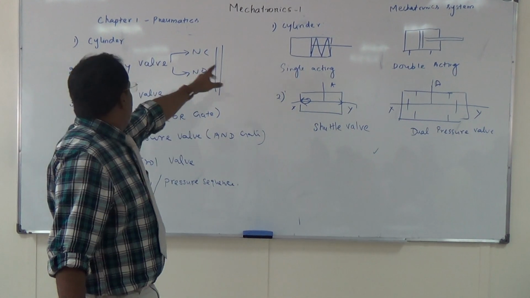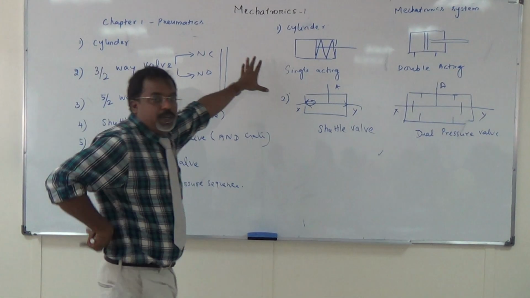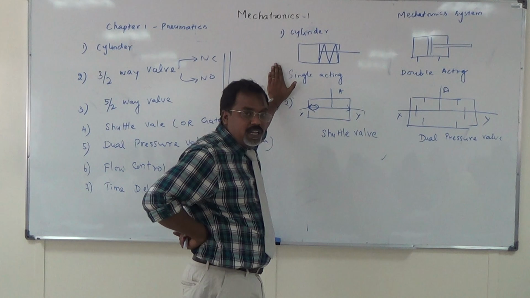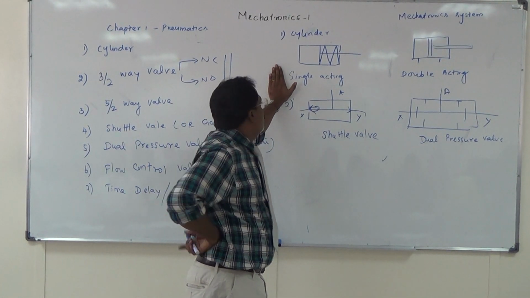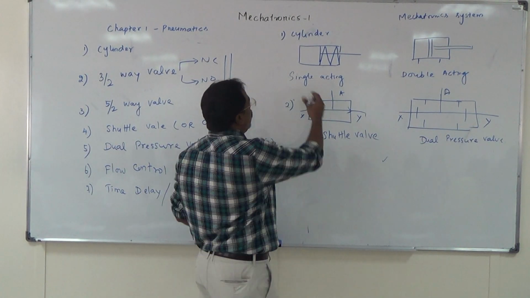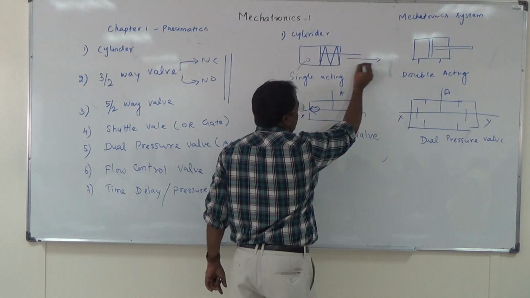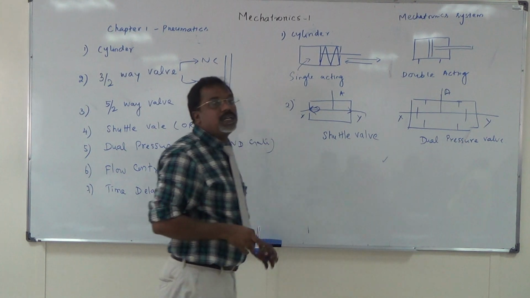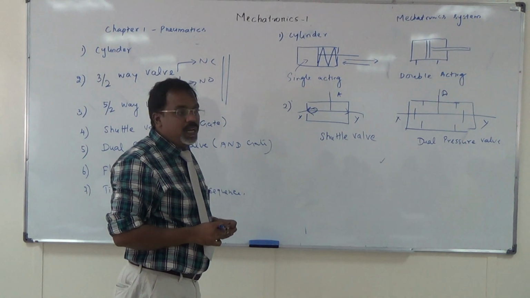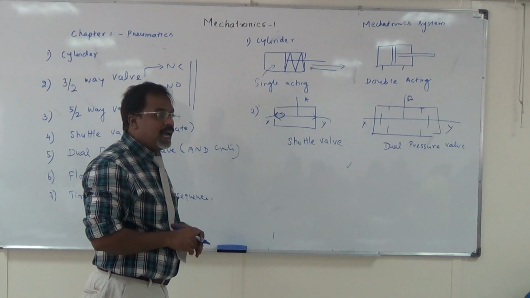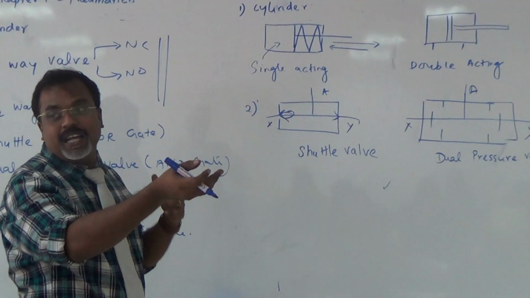See this symbol, the first one is the cylinder. There are two types of cylinders: one is the single acting cylinder and the second one is the double acting cylinder. In the single acting cylinder, you apply the air and it will extend, and then the return will happen automatically. You need not give any air for the return stroke.